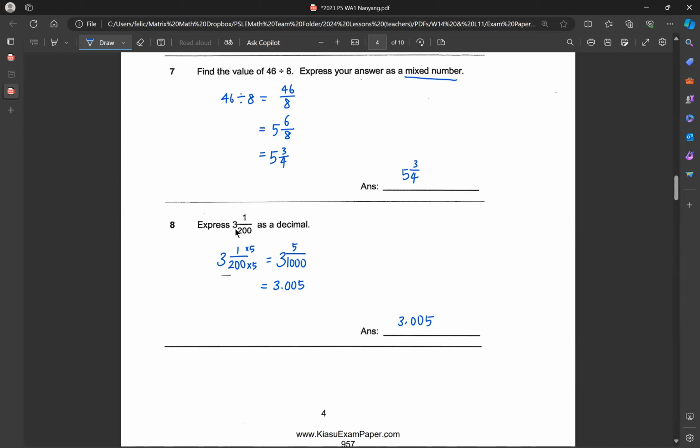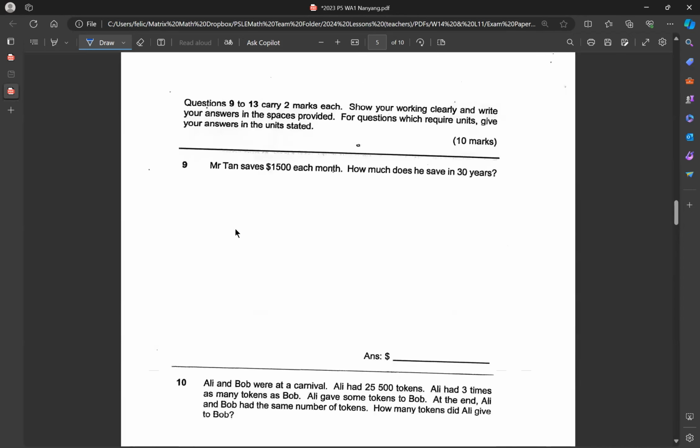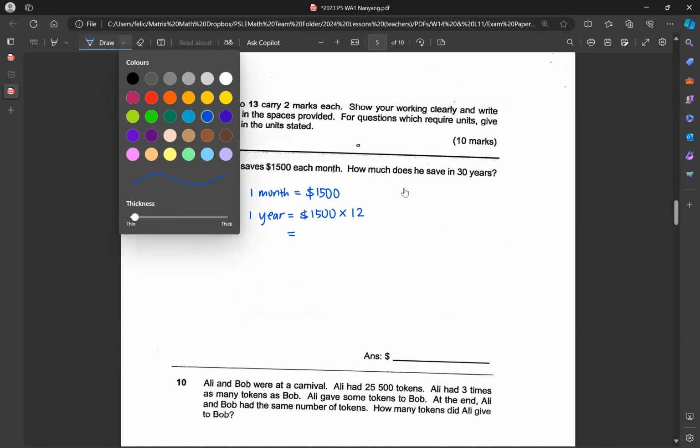Right. Okay, next question, question 9. Mr. Tan saves $1,500 each month. How much does he save in 30 years? All right, so 1 month is $1,500. Now, before I go on to do 30 years, what would be good is to settle 1 year first. And as we all know, 1 year has 12 months. So simply 1,500 times 12. Now, since this is a no calculator question, what you can do to do the multiplication more efficiently is to perform 15 times 12.